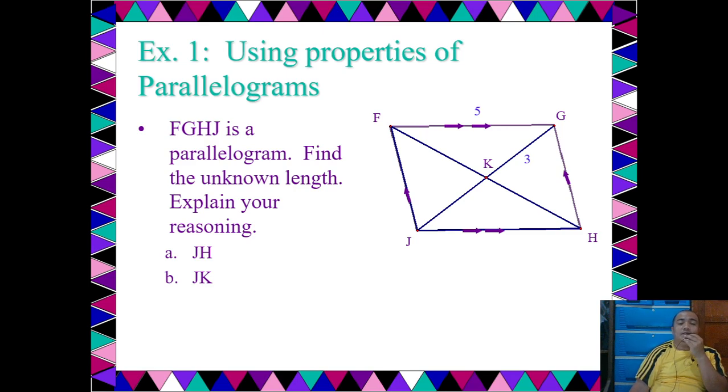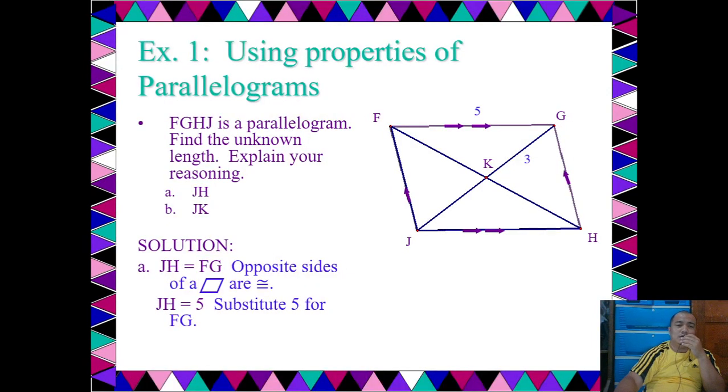Okay, that's very easy. We'll just apply the theorems on parallelograms. Opposite sides are congruent. So if FG is 5, what is JH? Also 5, because opposite sides are congruent. Now if GK is 3, what is JK? It's also 3. From the theorem about parallelograms, diagonals bisect each other. So here is the solution.